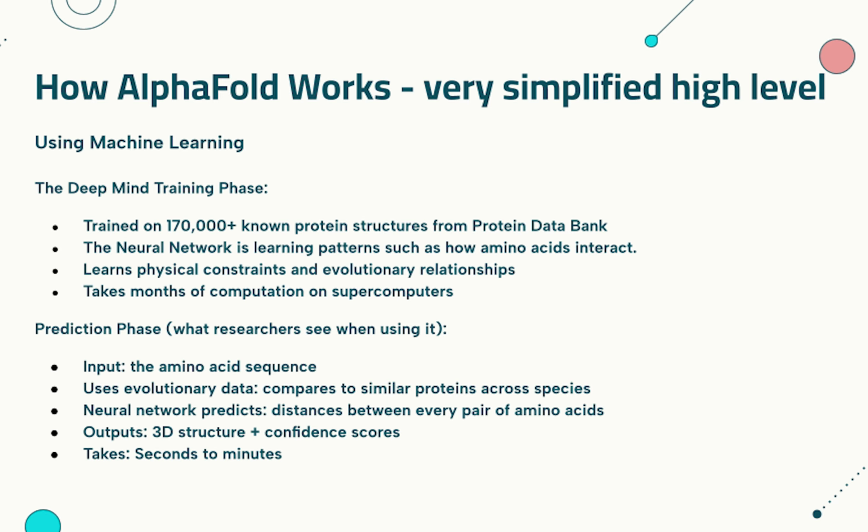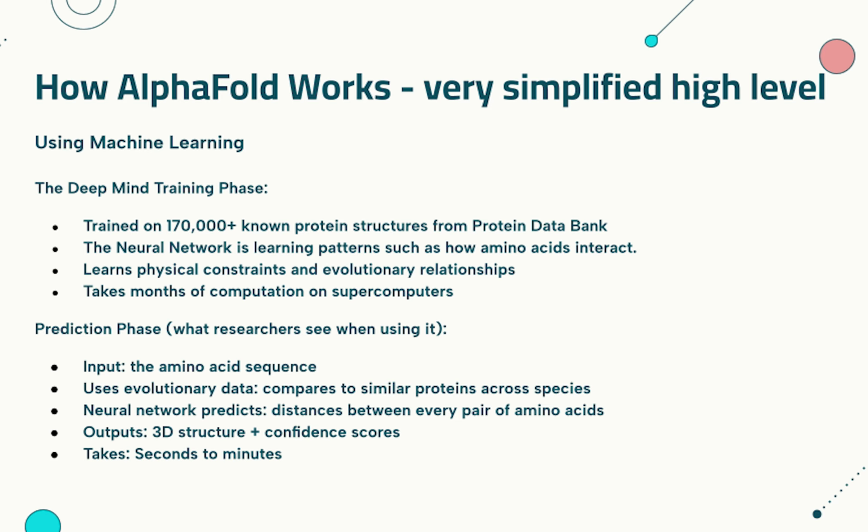Then it runs through a neural network using transformer architecture, which is the same type of tech that powers a lot of LLMs such as ChatGPT. The network predicts distances between every pair of amino acids, essentially saying these two amino acids will be close in 3D space, while these two will be much further apart. Then a structure module refines these predictions into actual 3D coordinates. These 3D coordinates are then published and are what I use for the coding demonstration, which is next.